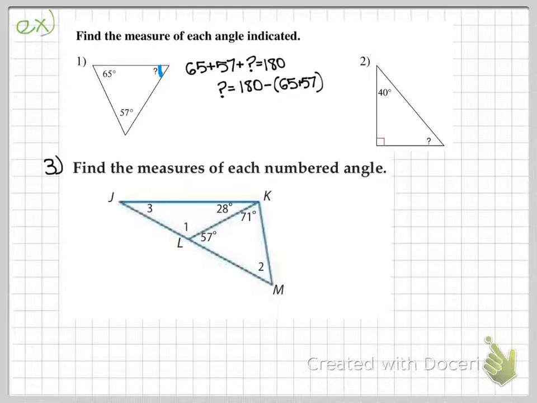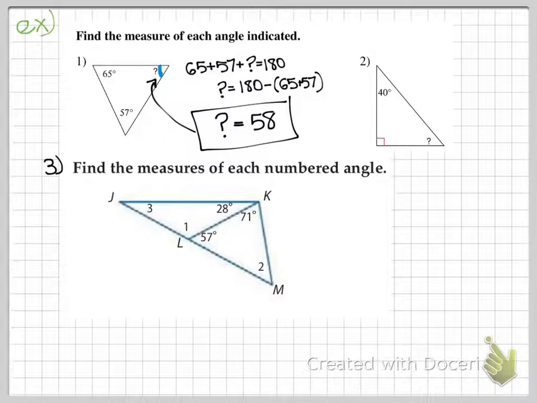So now if we work this out, we find out that question mark is equal to 58 degrees. So our missing angle here was 58. And again, add them all up and set it equal to 180, or you can say that the missing angle is just 180 minus the other two. So let's look at number 2 here. We've got this 90-degree angle here, and again we want to find this question mark angle. To do that, we know that question mark is going to be equal to 180 minus 90 plus 40.